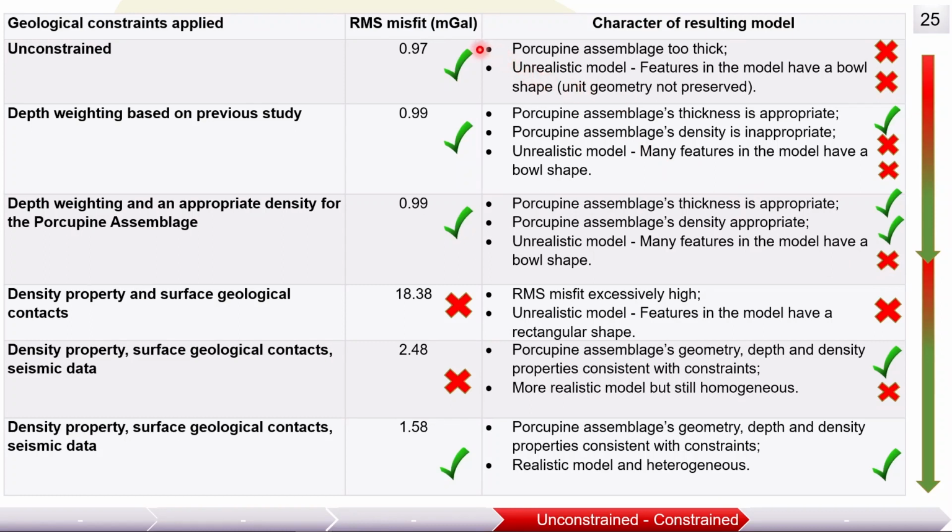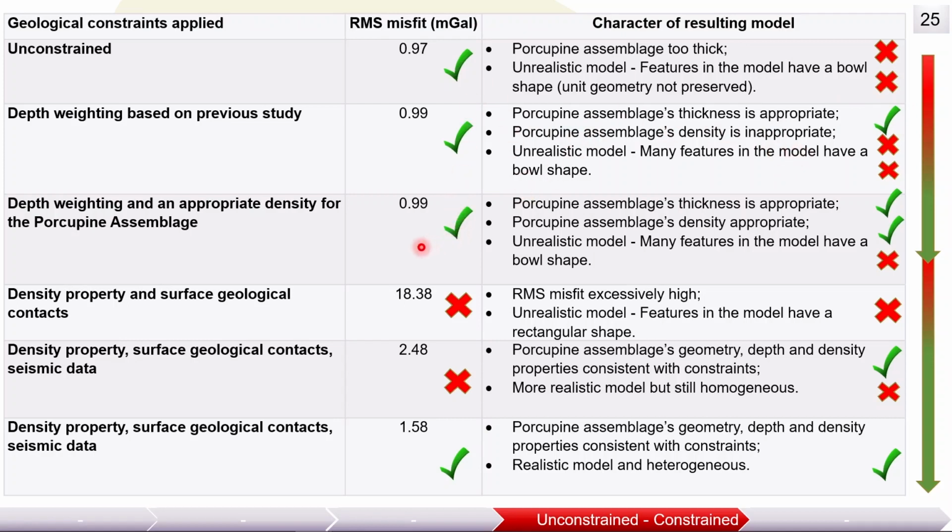So just to summarize, related to the title of my presentation: we have an unconstrained version. You have a good misfit, but geologically it doesn't mean that much in terms of results or interpretation. So we improve. Still, by doing that, we didn't change the misfit, it's pretty much the same, right? But we improved something geologically in terms of interpretation because the porcupine assemblage thickness now is more appropriate.